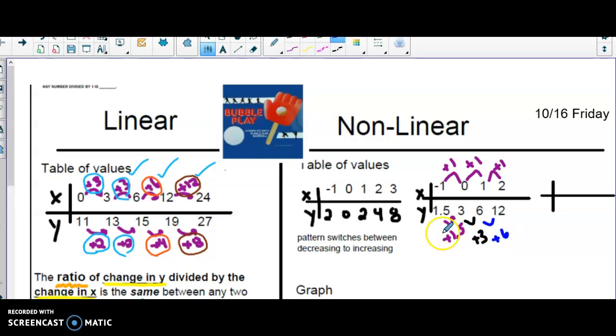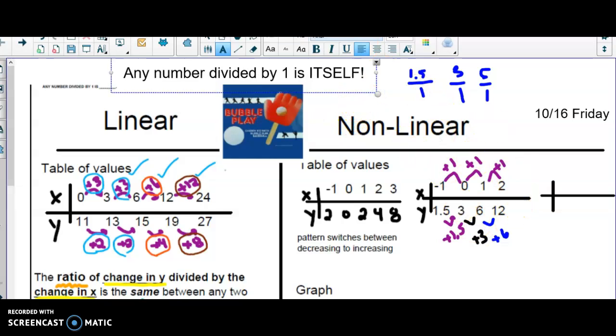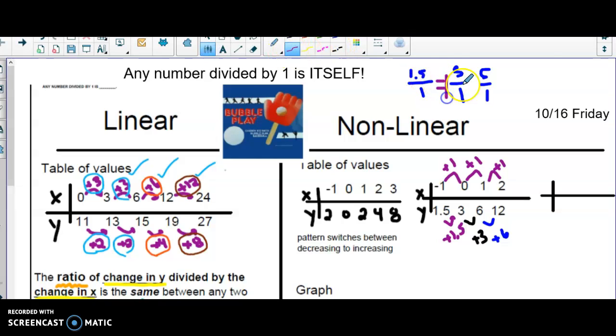So if we were to compare the ratios, we'd have 1.5 over 1, okay? And then we would have 3 over 1, and then we would have 6 over 1, right? And we know that any number divided by 1 is itself, okay? So these are not equal, and if they're not equal, we use that not equal symbol. It's an equal sign with a slash through it.